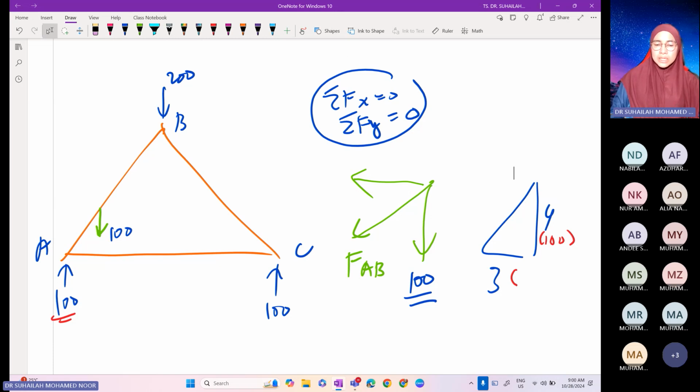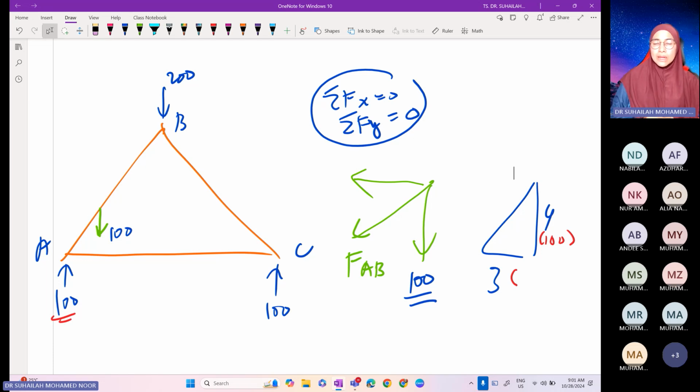only vertical reaction at A and C, dan dia balance sebab segitiga ni dia loop symmetry kan, 3 meter 3 meter. B tu dekat tengah-tengah. Okay, so it is 100, 100. So this reaction kita guna untuk identify member forces. Member forces dalam truss ni adalah member AB, member BC, member AC. So NAB, NBC, NAC or FAB, FBC, FAC, member force.